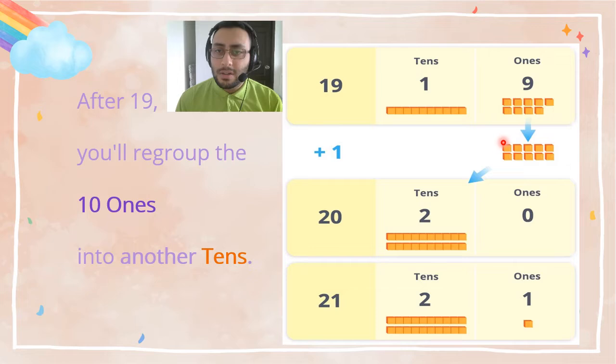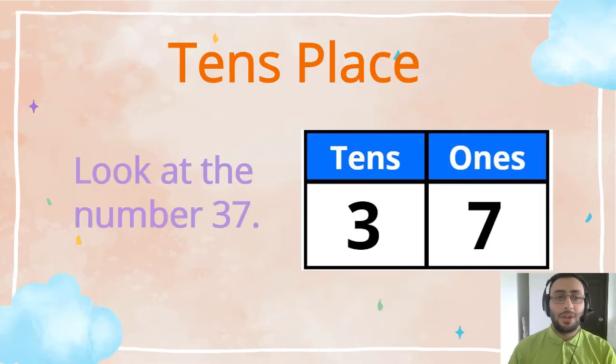Uh-oh, guys, look. We have 10 ones. Remember, 10 ones equal 1 ten. So we make it whoop into 1 ten and we put it in the tens. So instead of 1 ten, now we have 2 tens, which is the number 20. But we don't have any more ones here. So let's look at the tens value. Look at the number 37.